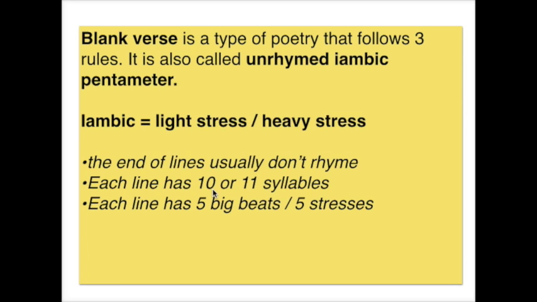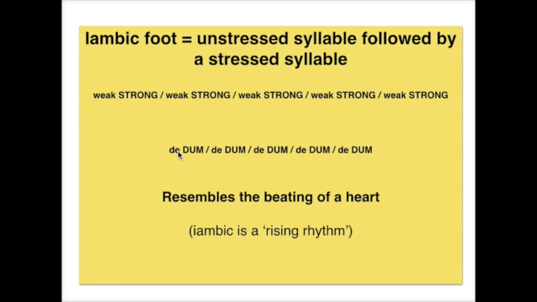Each line will have 10 or 11 syllables, and each line has 5 big beats or 5 stresses, and would have 5 non-stresses too. So an iambic foot is an unstressed syllable followed by a stressed syllable. So this would be one iambic foot: weak, strong. Unstressed, stressed, weak, strong, weak, strong, weak, strong, weak, strong. 5 times we have the pent, metre.